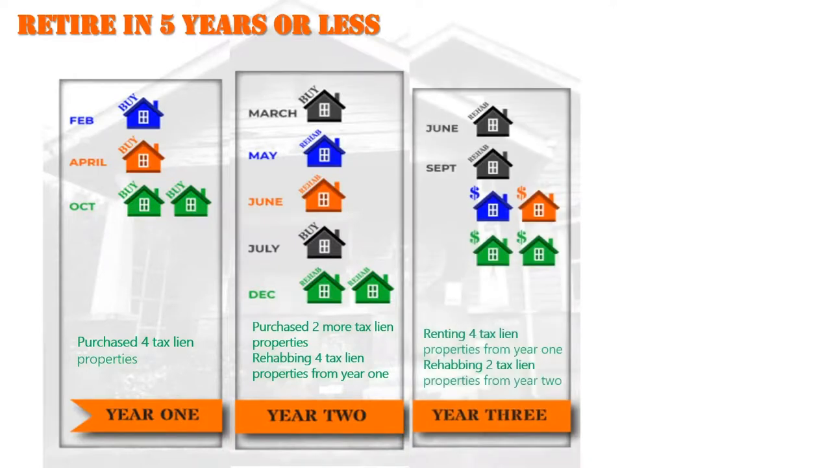So now the process is beginning to snowball. Now you're renting the 4 tax lien properties that you bought in year one and year three, and you're beginning to rehab the properties that you bought in year two.